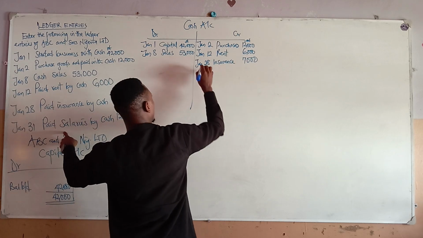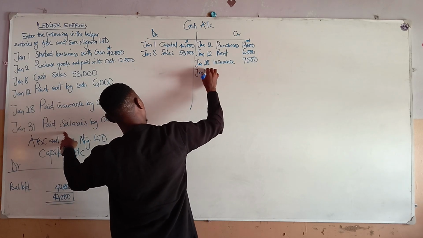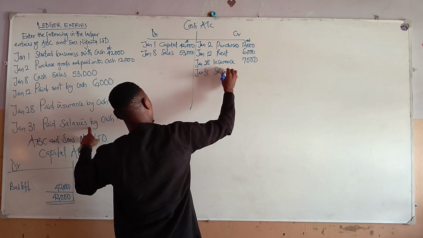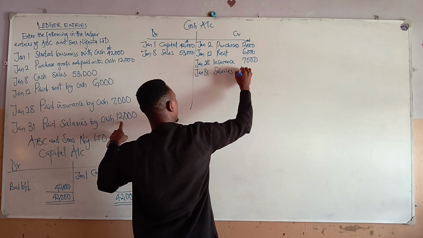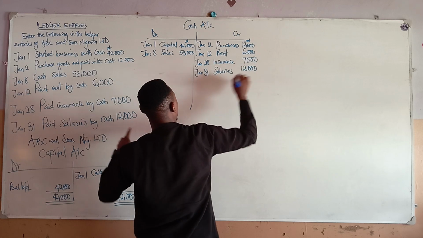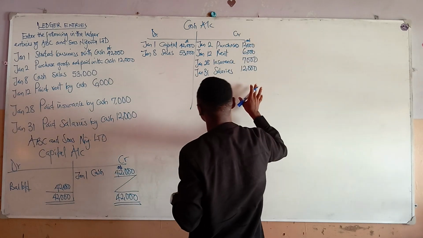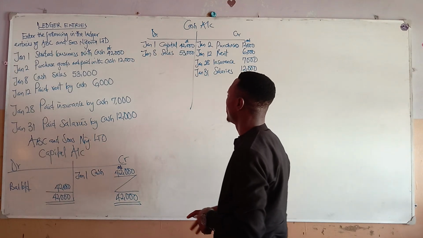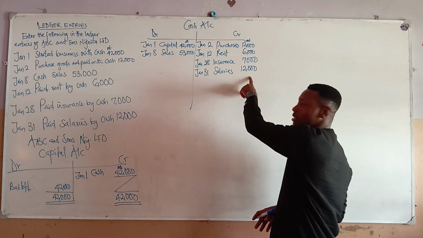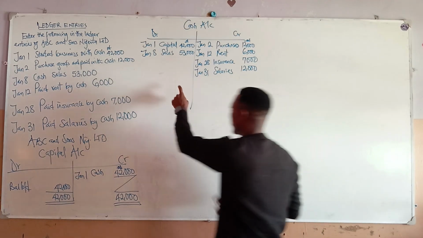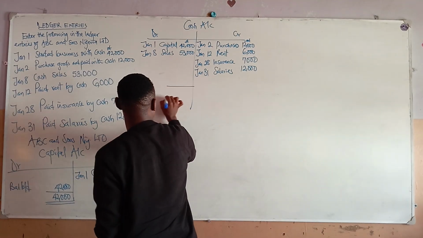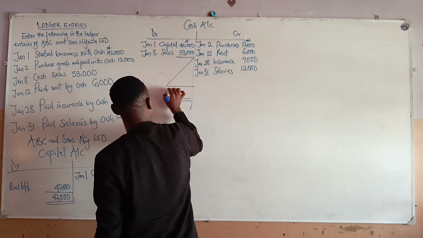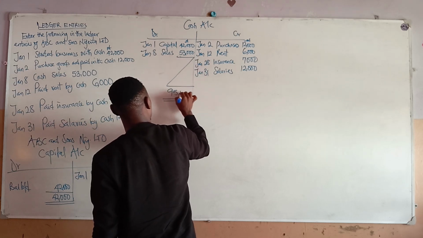Then we have January 31, paid salaries, so expenses. I'll record it as salaries, and the cash that was paid is 12,000. Now, when we sum up our credit side and our debit side, these two are going to give me 95,000. Obviously, this is not up to 95,000. Definitely, I'm going to close with my debit side. So this will give me 95,000.